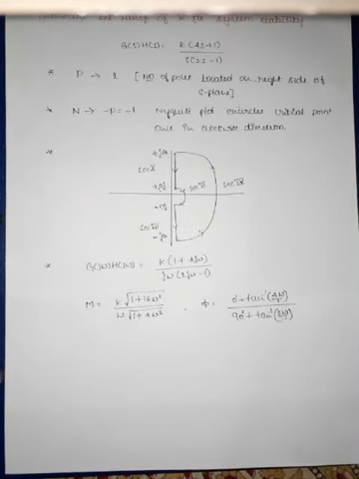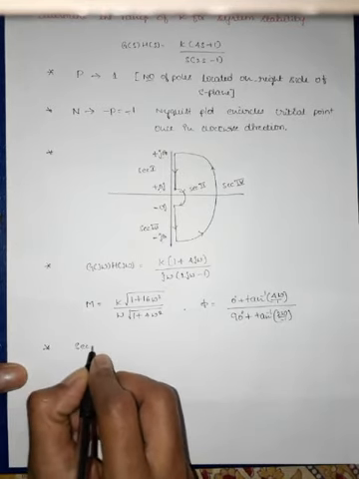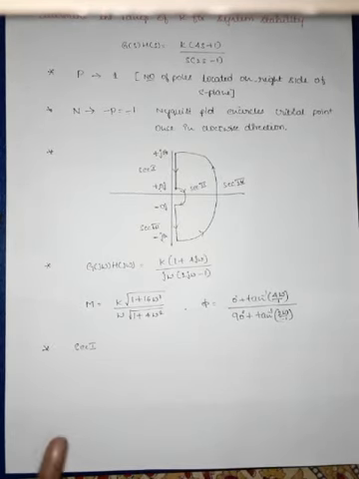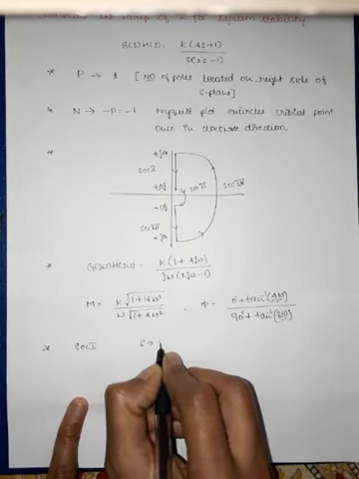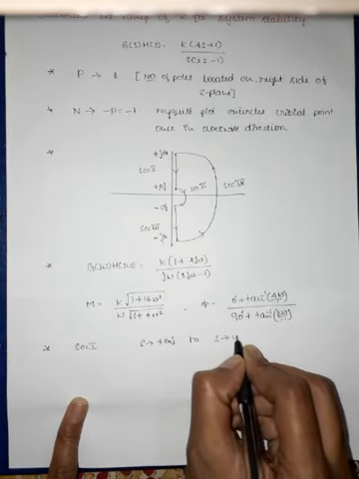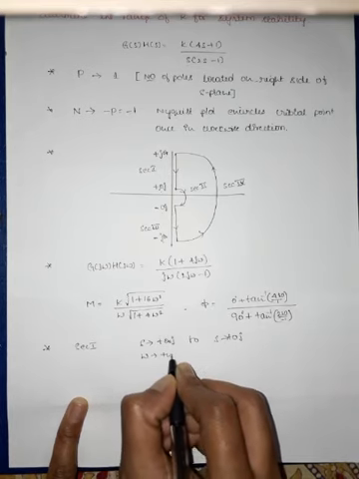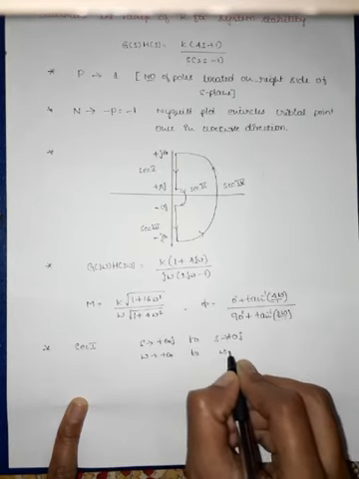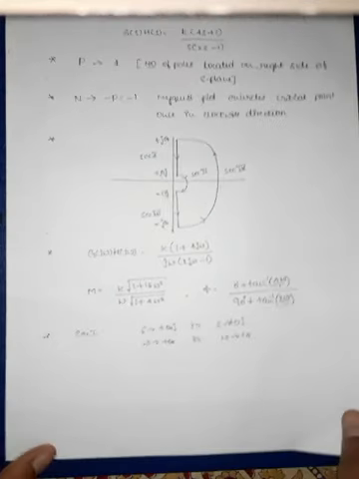Next I am going to analyze each section one by one. First I am going to consider section 1. The omega value will be from plus infinity to plus 0. So the starting point is plus infinity.